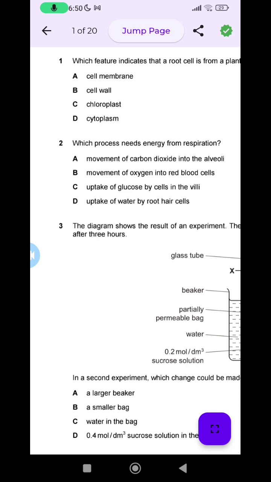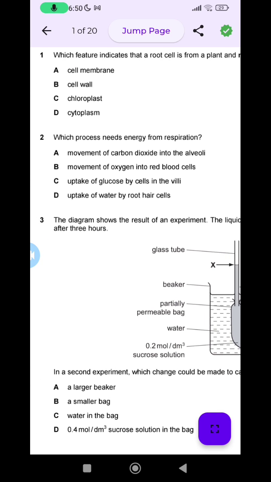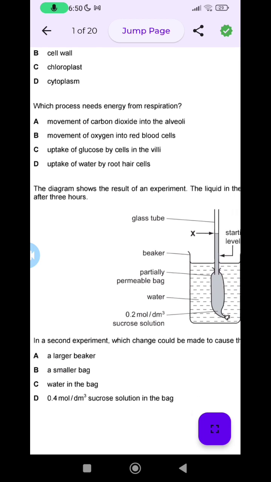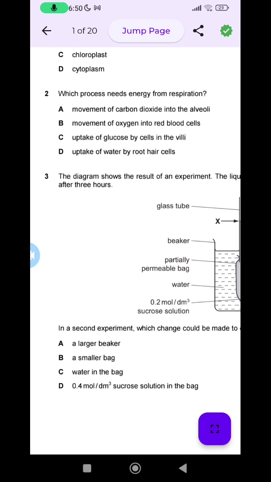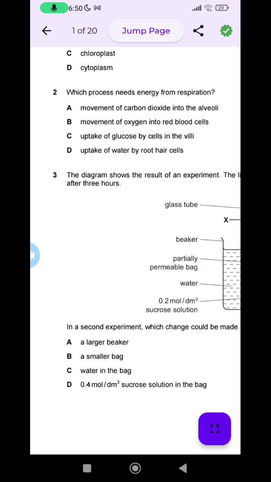Question number 2. Which process needs energy from respiration? Movement of carbon dioxide into alveoli, no, that is diffusion. Movement of oxygen into red blood cells, that is also diffusion. Uptake of glucose by cells in the villi, yes, this is by active transport. C is the answer. Uptake of water by root hair cells, which is D, is incorrect because it is done by the process of osmosis.